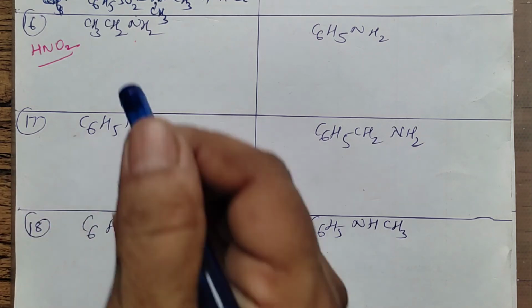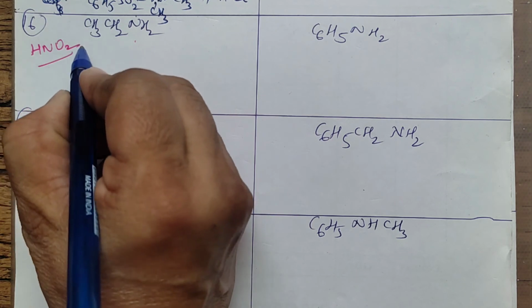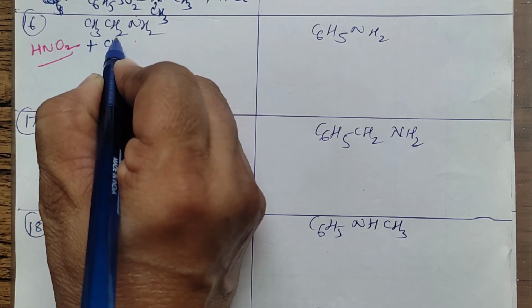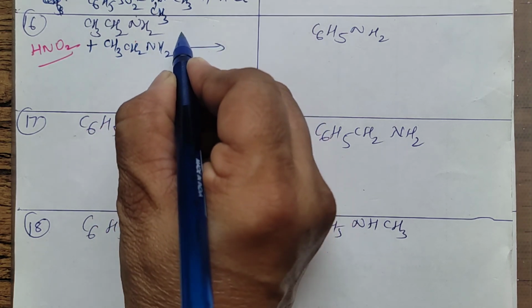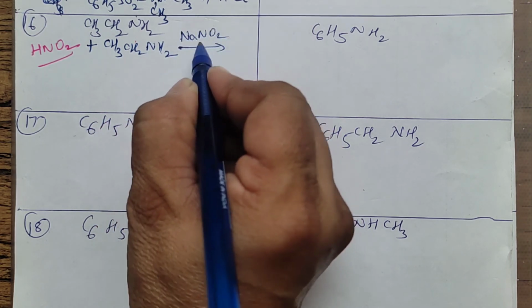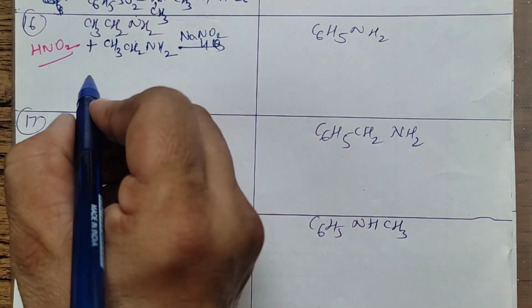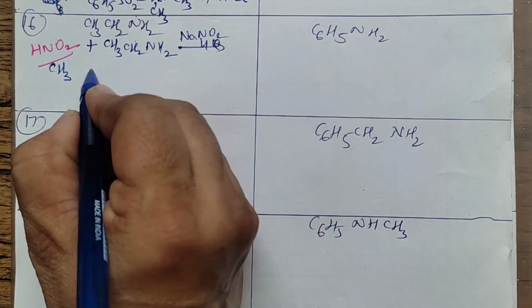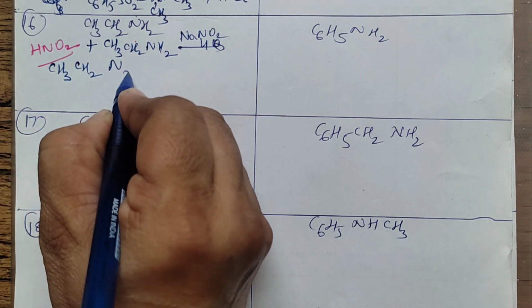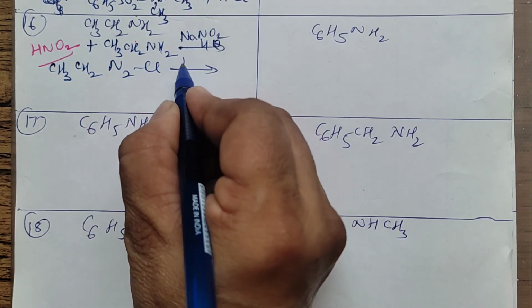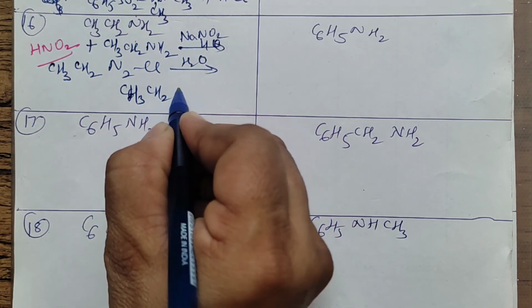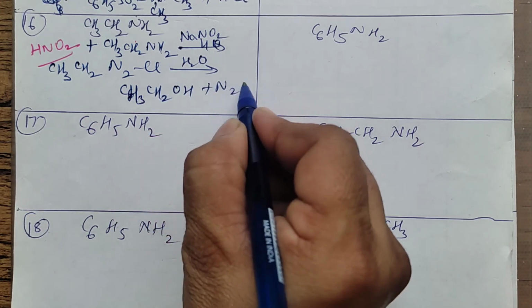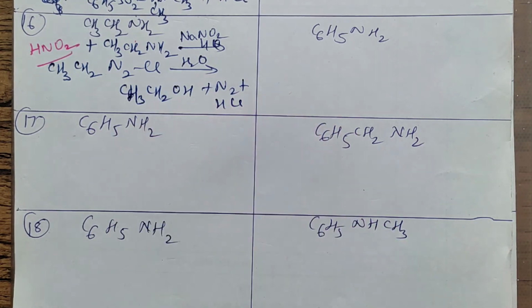So what you will write here, if you are writing with HNO2, HNO2 plus CH3CH2NH2. And how do you get this? It is in the presence of NaNO2, HCl at 0 to 5 degrees. So what you are getting first is CH3CH2N2Cl, which is not very stable. It will readily undergo hydrolysis, giving CH3CH2OH plus N2 evolution plus HCl.